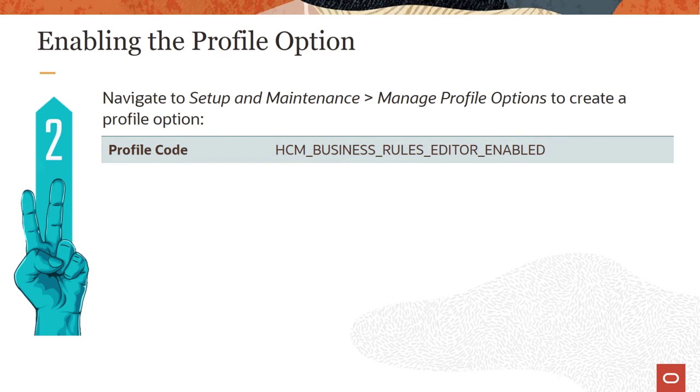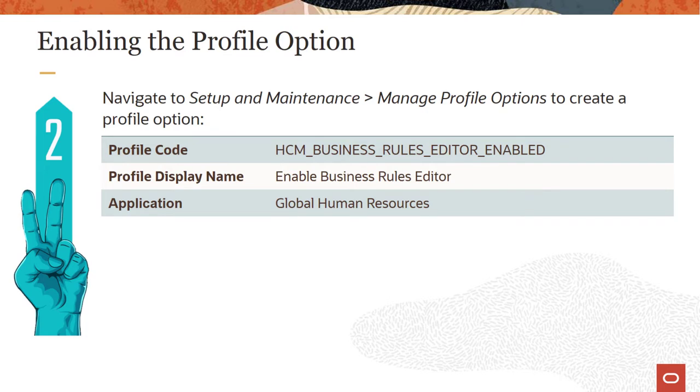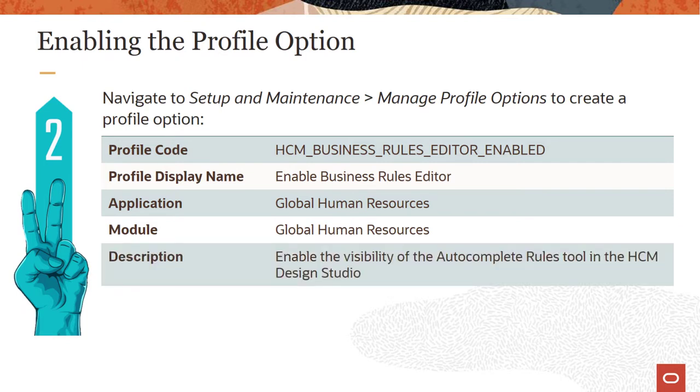Once you have your keys, navigate to Setup and Maintenance, then Manage Profile Options to create a new profile option to enable the Autocomplete Rules tool. For the profile code, enter HCM_business_rules_editor_enabled. For the profile display name, enter Enable Business Rules Editor. For the application, select Global Human Resources. For the module, select Global Human Resources. In the description, enter a description that indicates the profile option is used to control the visibility of the autocomplete rule tool. For example, enable the visibility of the autocomplete rules tool in the HCM Design Studio.